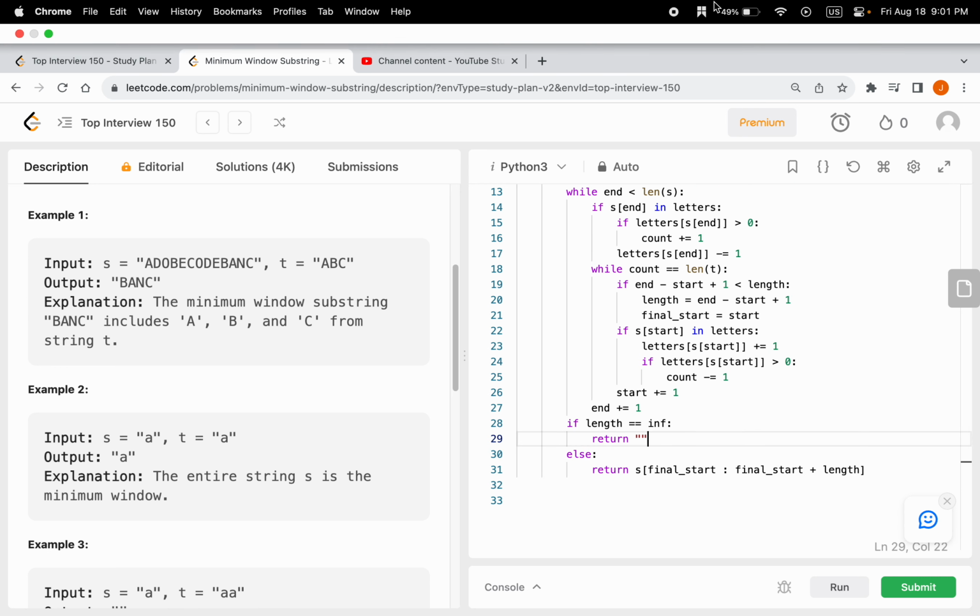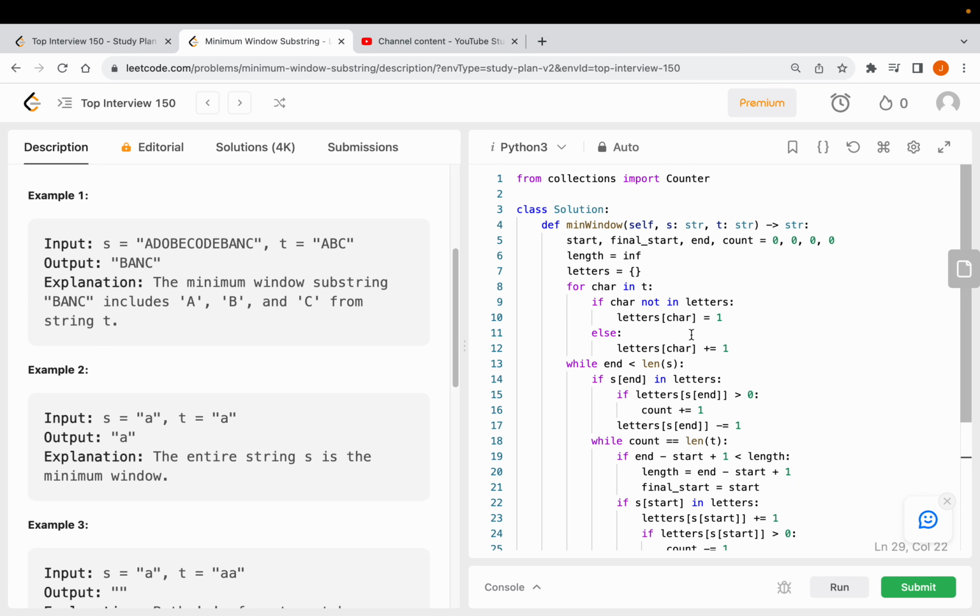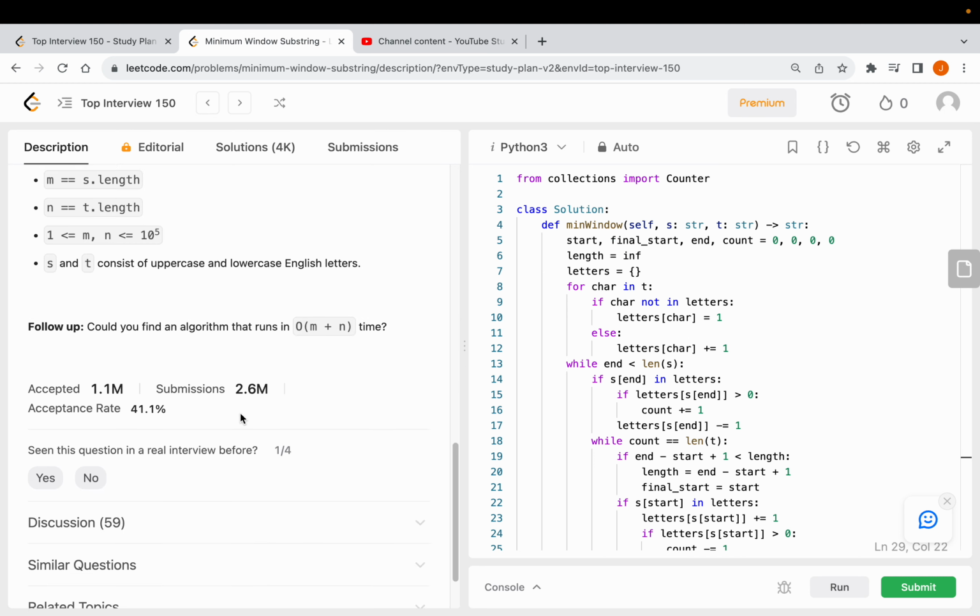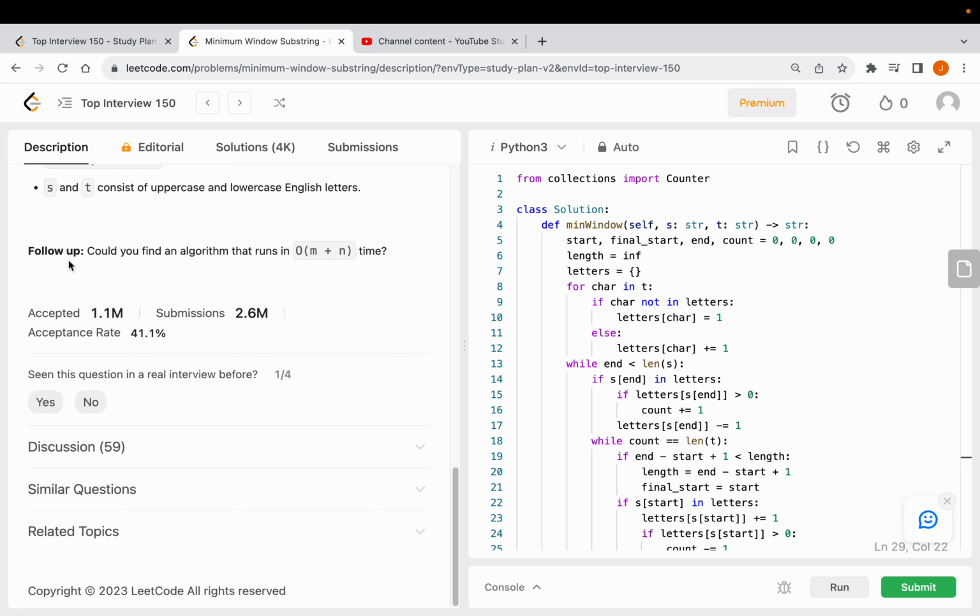I wonder how long this has taken, if we have time to do some more analysis. Okay, let me see. I have not looked at this follow-up yet.